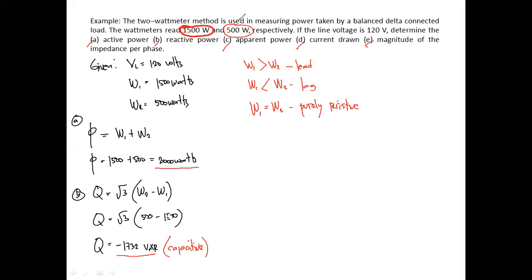Okay, and for letter C, the apparent power S. S can be calculated using the formula square root of P squared plus Q squared. This is equivalent to the square root of 2000 squared plus 1732 squared. This gives us 2645.7 VA.